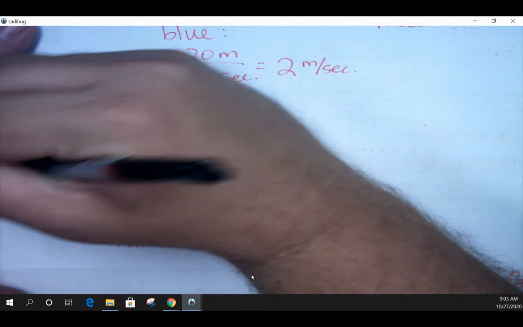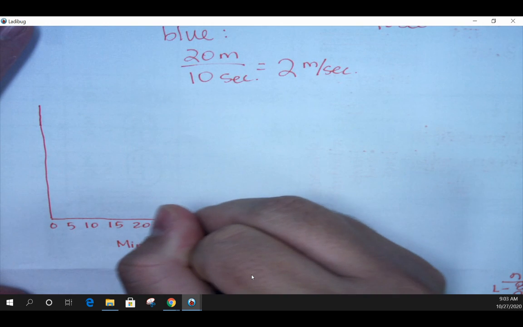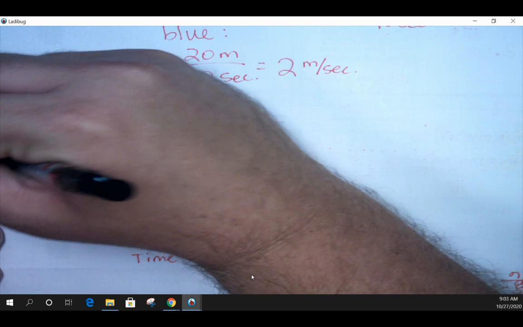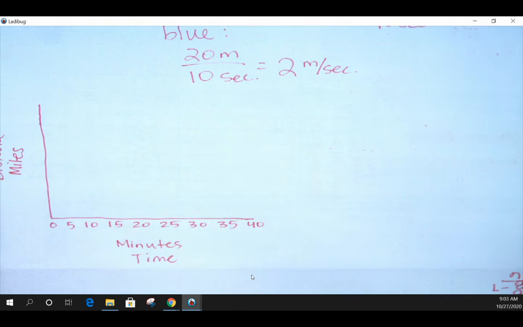Distance is going to be up here. This is time down here. It's minutes. And up the side here is going to be distance. And how do we measure our distance in this country? Miles.